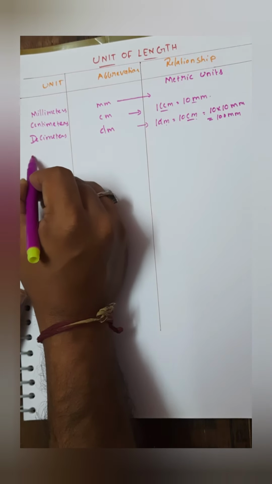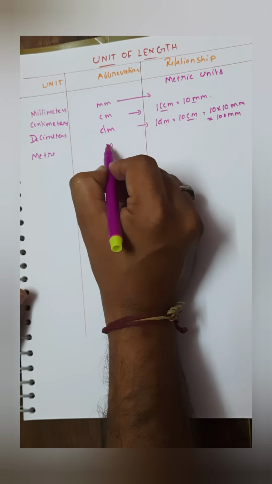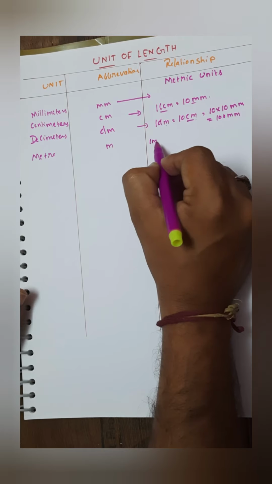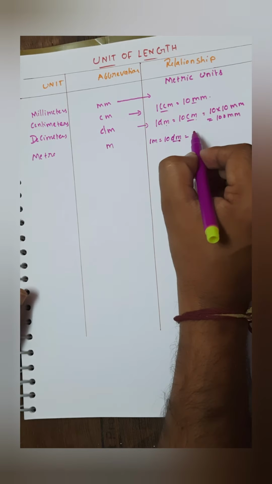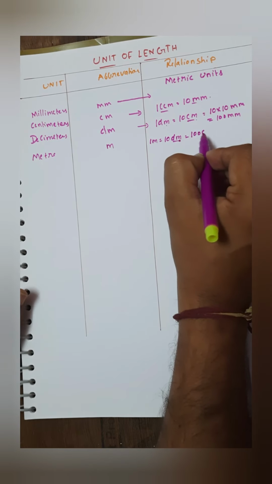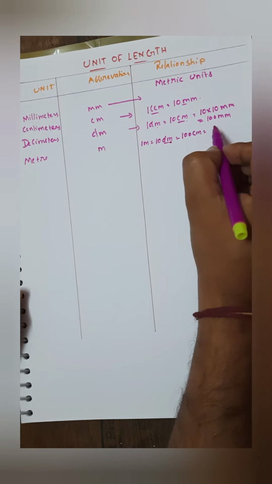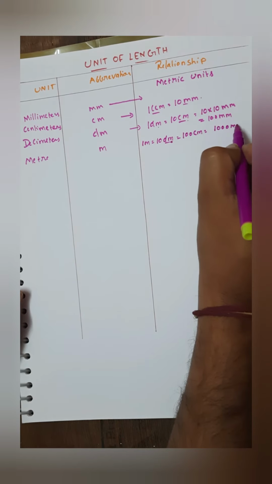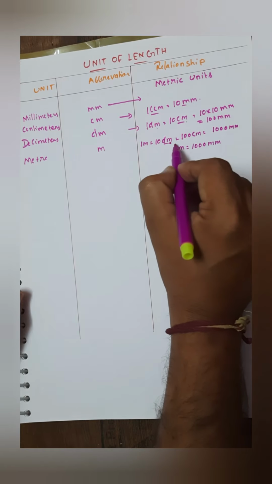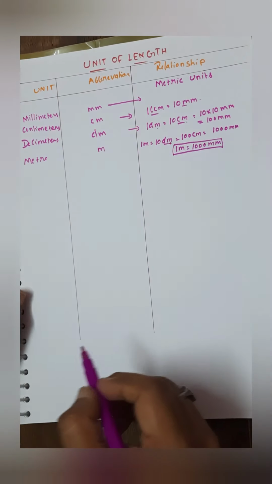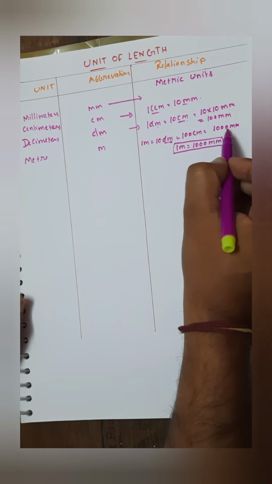Next, meter. Meters are indicated in small m. 1 meter is equal to 10 decimeters. 1 decimeter is 10 centimeters, so it will be 100 centimeters. 1 centimeter is 10 mm, so it will be 1000 mm. So 1 meter is equal to 1000 mm. For meter, decimeters are 10, centimeters are 100 and mm are 1000.